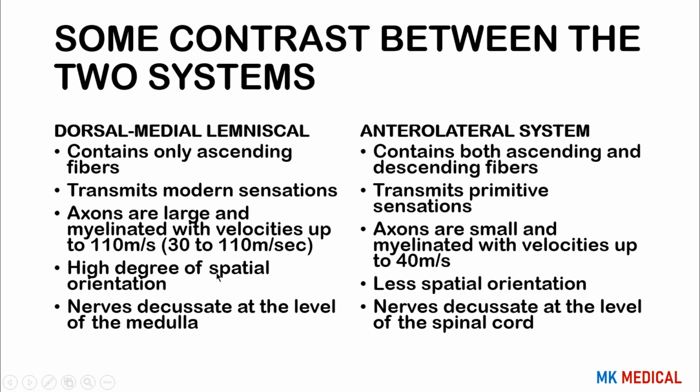The organization and spatial orientation in the dorsal medial lemniscal system is very high. Remember, when you're on a highway, everything is pretty organized. The lines, cars know where they're supposed to be, and cars know where they're supposed to move, and you can't have a car moving in the opposite direction. While in the anterolateral column, the spatial organization is not so good.